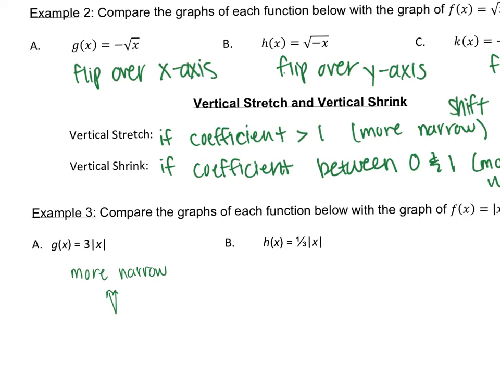Whereas this equation right here has a 1 over 3. If you think about it, that's 0.33, which is a number between 0 and 1. So this would be a vertical shrink. In other words, it's going to get wider. You can imagine the absolute value sign getting wider or opening up more, because that is a number between 0 and 1.